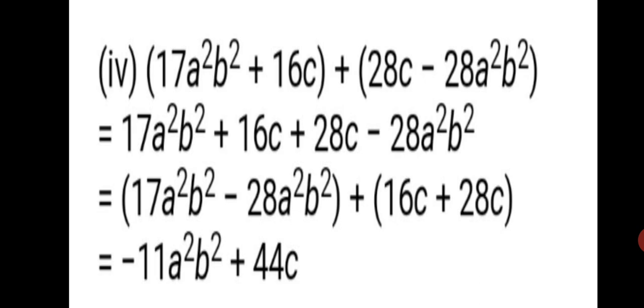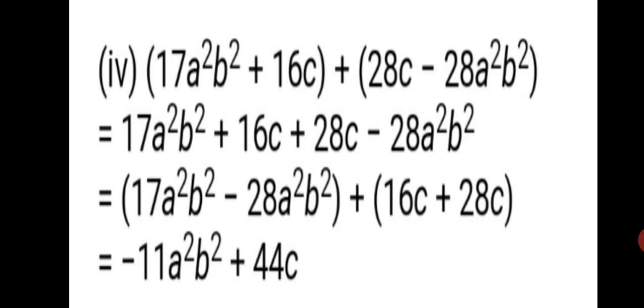If you have to add, you will add. If the operation is coming to subtraction, you will subtract. So let's see the first bracket. Plus 17 minus 28. Plus and minus operation is always minus. 28 minus 17 is 11.